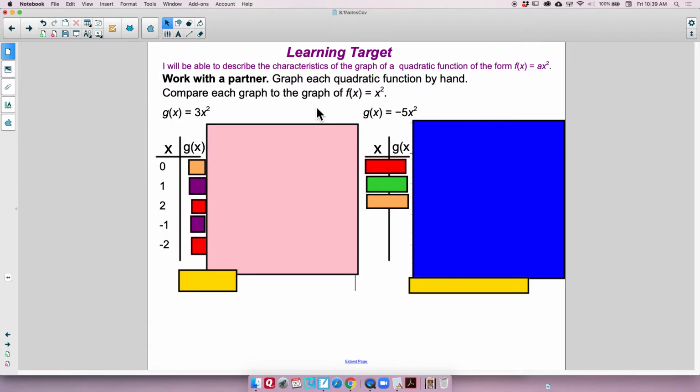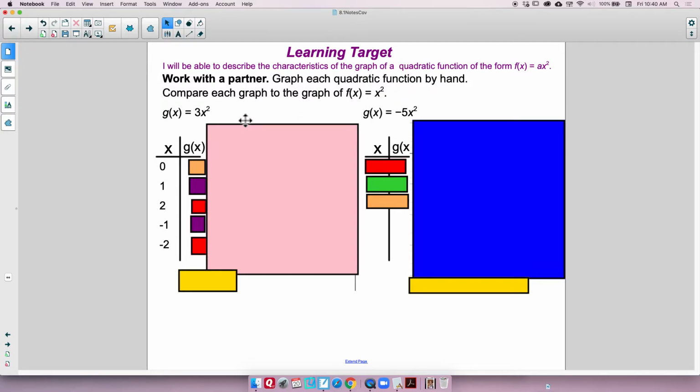So we're going to learn what graphs look like, and that's what chapter 8 is really a lot about, graphing and taking a look at what quadratic graphs look like. On your graph that you have there, you have what f of x equals 1x squared, or just x squared, looks like, and we're going to graph g of x equals 3x squared on the same graph, and then compare it to what we call our parent function, which is this one.